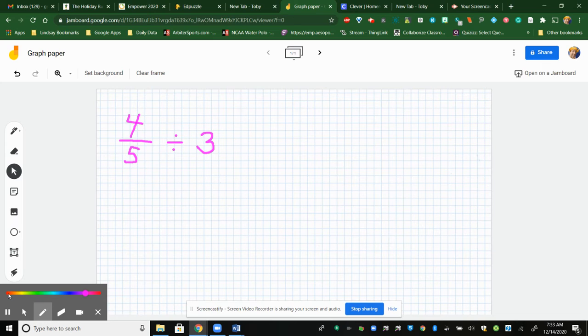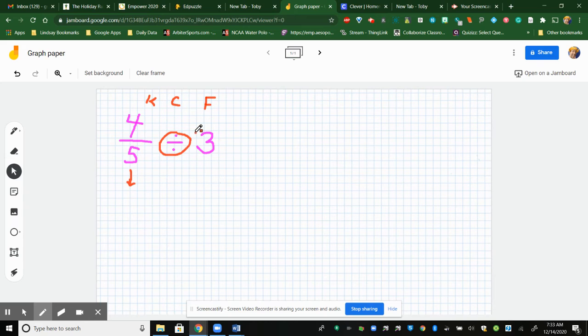Now, in an earlier video, I said that the thing we have to remember is keep, I'm just going to put the first letters, keep, change, flip. So we're going to do the same thing. We're going to keep the 4/5. We're going to change division to multiplication, and we're going to flip this fraction.